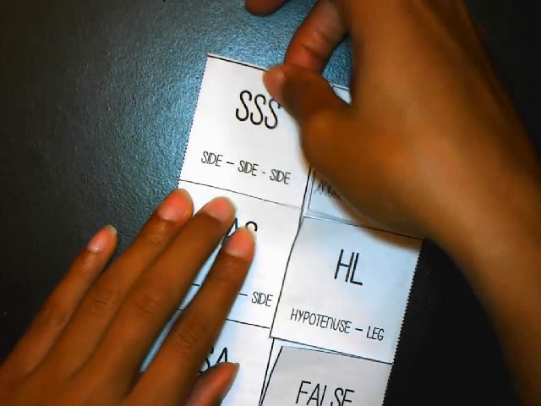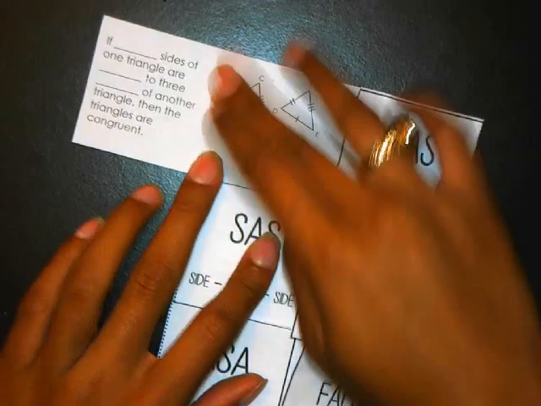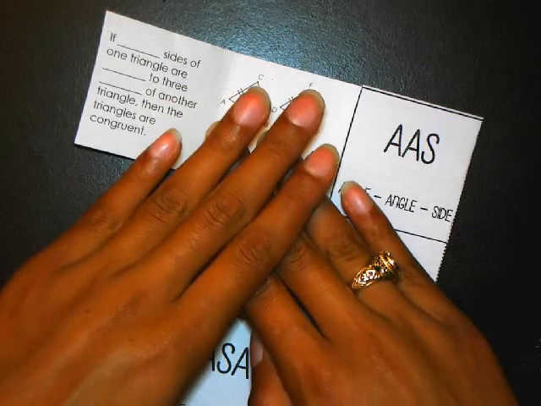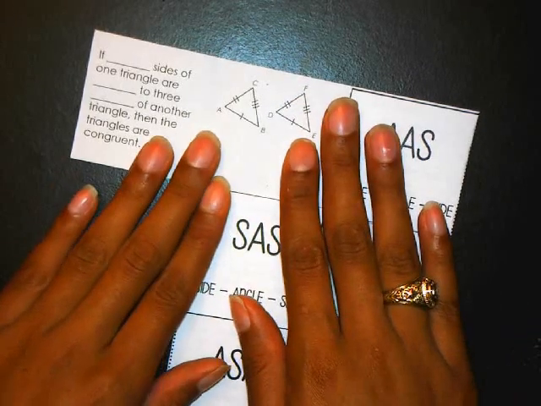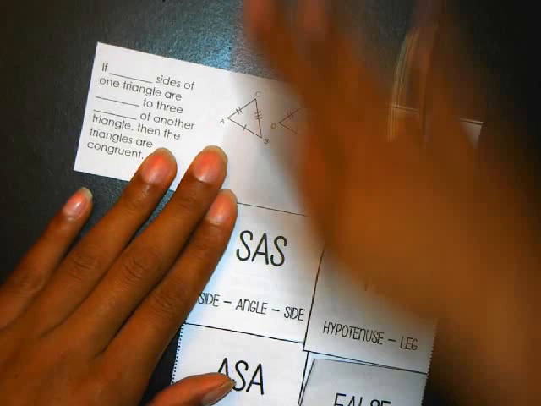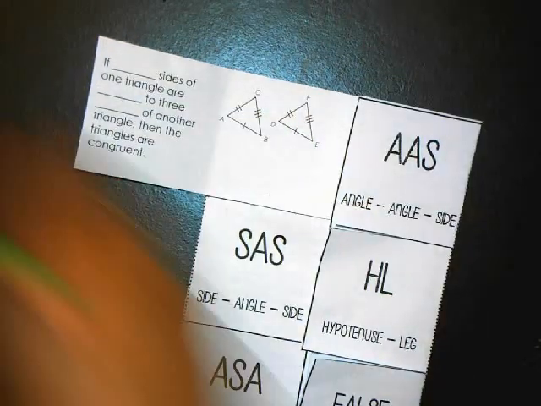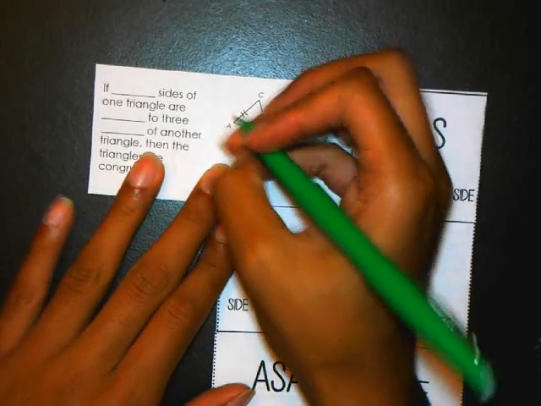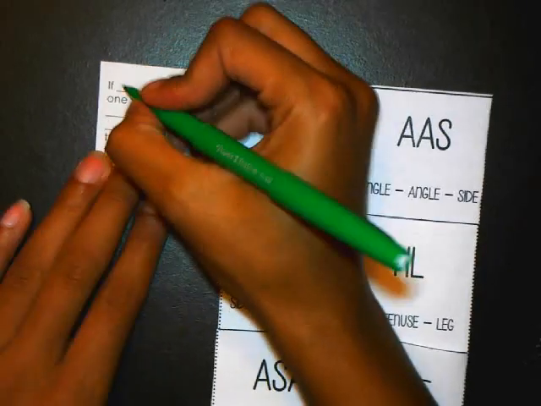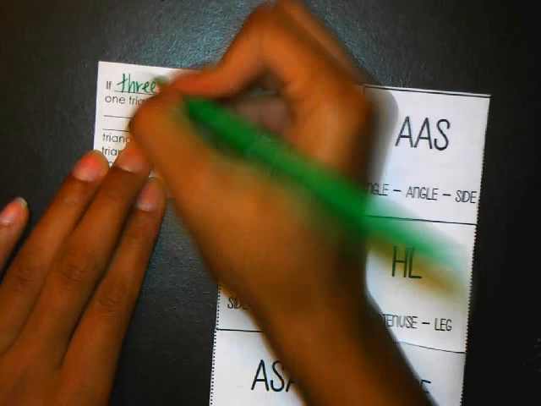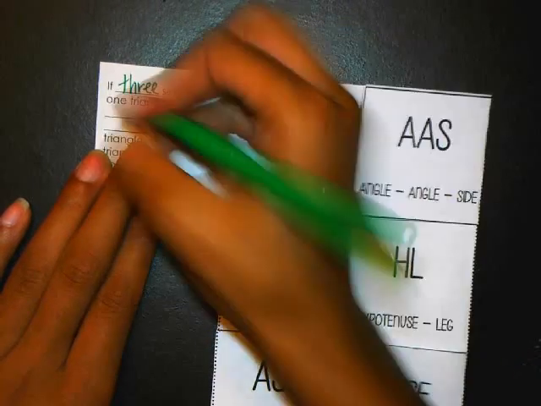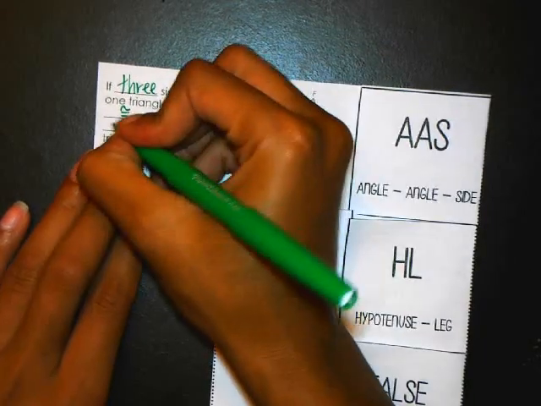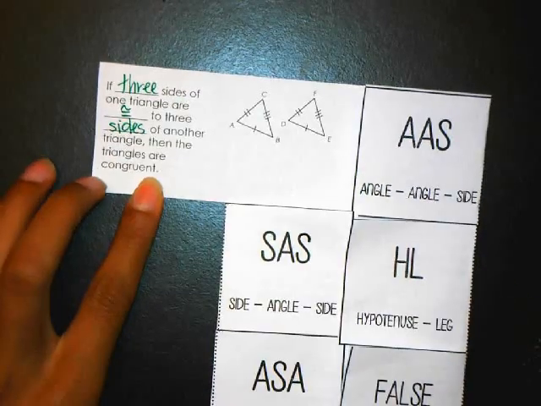So if you recall, there was a set of triangles where you copied two sides on two separate sheets of patty paper, and then you put them over each other and you copied them onto another side. So that one was our side, side, side set. So what does side, side, side congruence mean? Well, it means that if three sides of one triangle are congruent to three sides of another triangle, then the triangles are congruent.